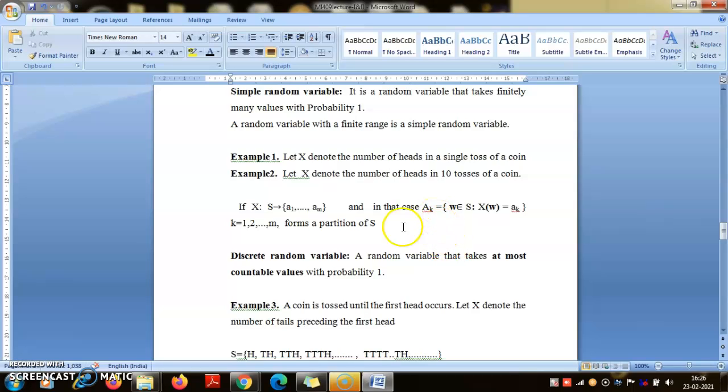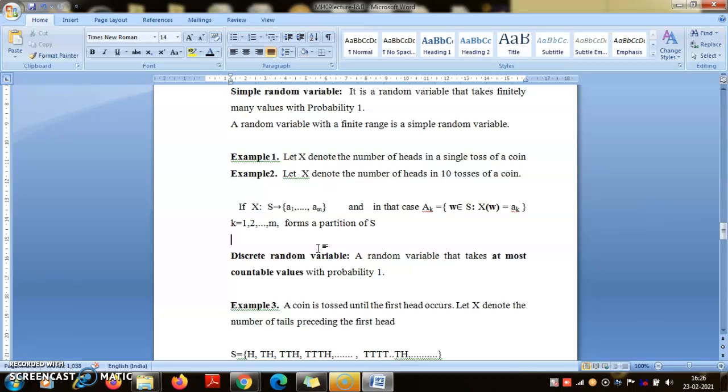That's not difficult, because for every w in S, X(w), by the definition of mapping, could be any one of these numbers, one at a time. So you collect all those points which are in A1, then you collect points which are in A2, then all points which are in Am. Obviously no point in S is left out. And no point w can be simultaneously mapped onto A1 and A2, as that would violate the definition of function itself. So it's not a surprising thing.